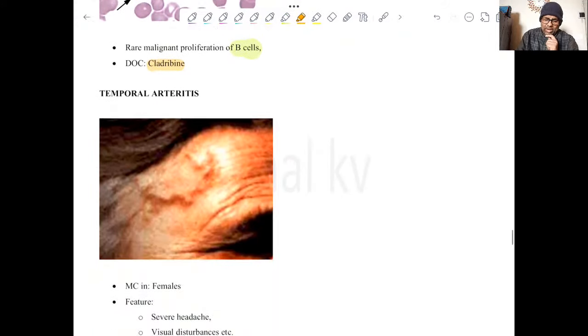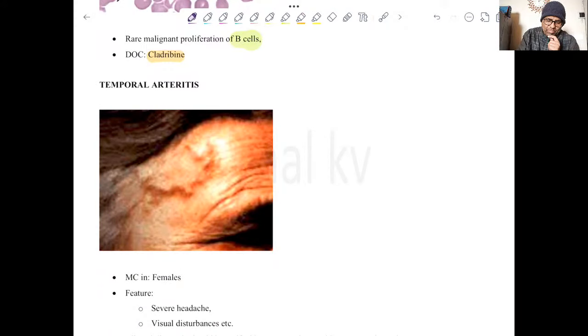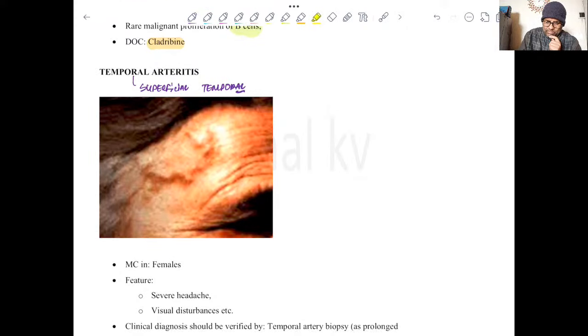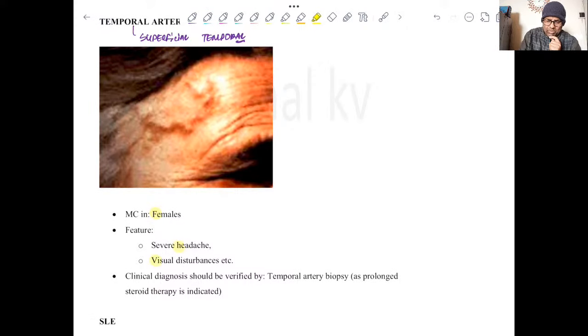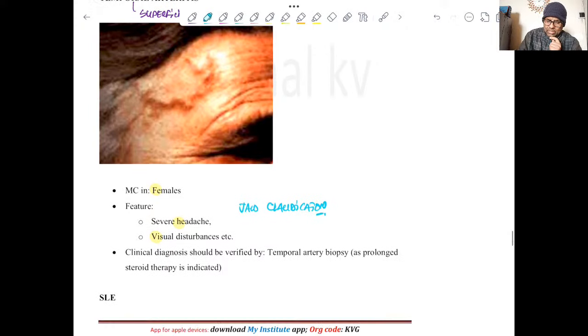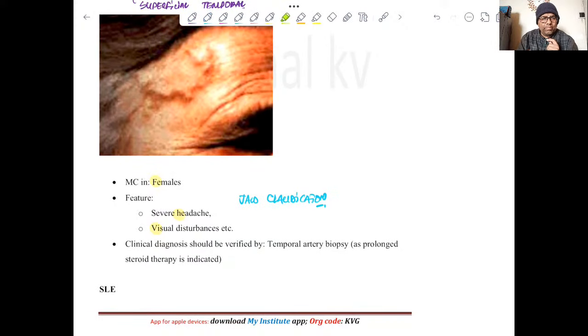Now temporal arteritis, as the name suggests, temporal, this is actually superficial temporal artery. Clear? And seen in females, patient can have severe headache because of this artery. There can be blindness. There is jaw claudication, that is difficulty and pain on chewing. Then we need to make a biopsy.